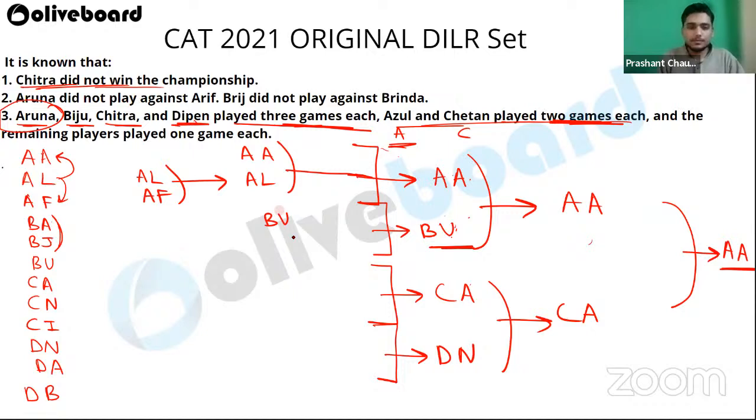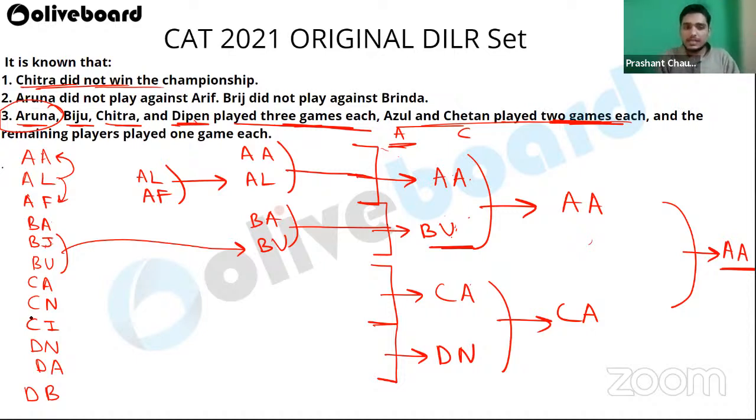That means the only option here is that BU played this first match, either against BJ or against BA. And then what will happen? Among these, only BU will come. And the second one, I can take any of them. Let's say I have taken BJ here, so here will be BA, and then BU will be in the final. Okay. Again, this should be very much clear.